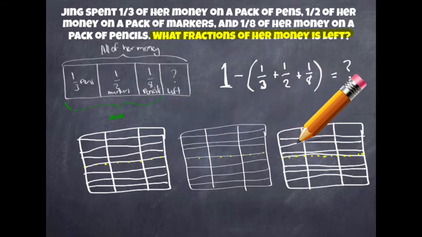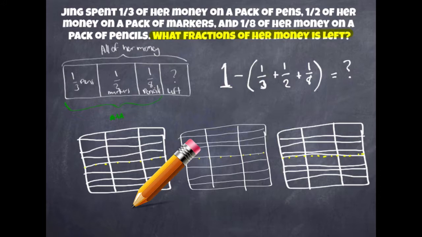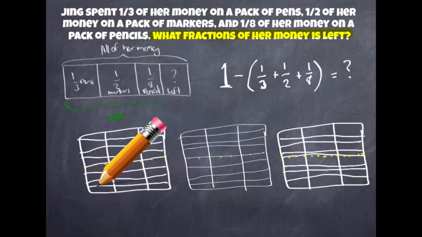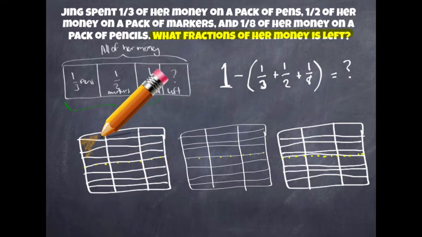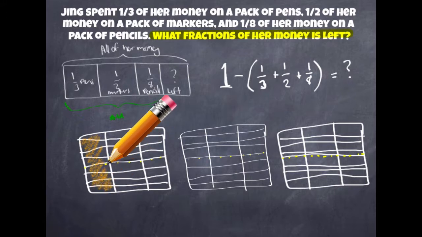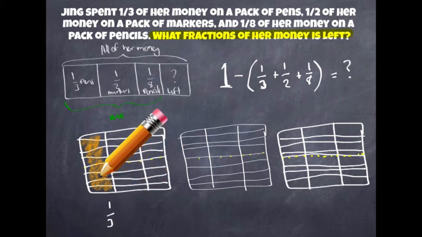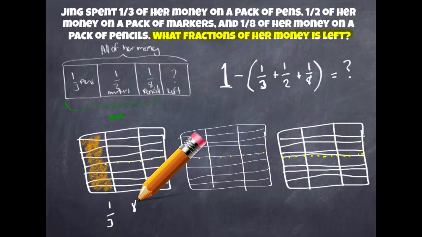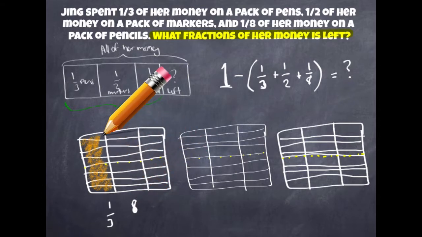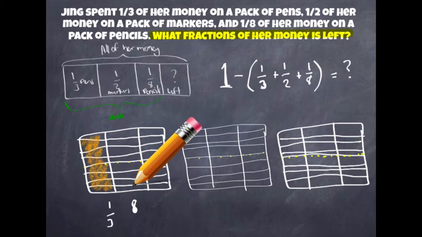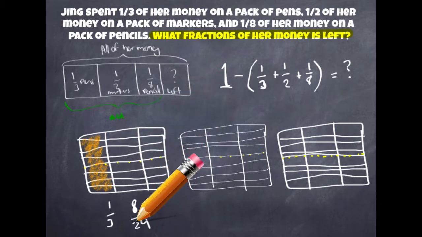So now we have the same number of units for each fraction. I could say that this is 1 whole, and then this would be 1/3, which would also be the same as 1, 2, 3, 4, 5, 6, 7, 8. Eight what though? How many pieces did we divide this up into? Well, it's 8. Another 8 would be 16, and another 8 would be 24. So this is 1/3, which is equal to 8/24.